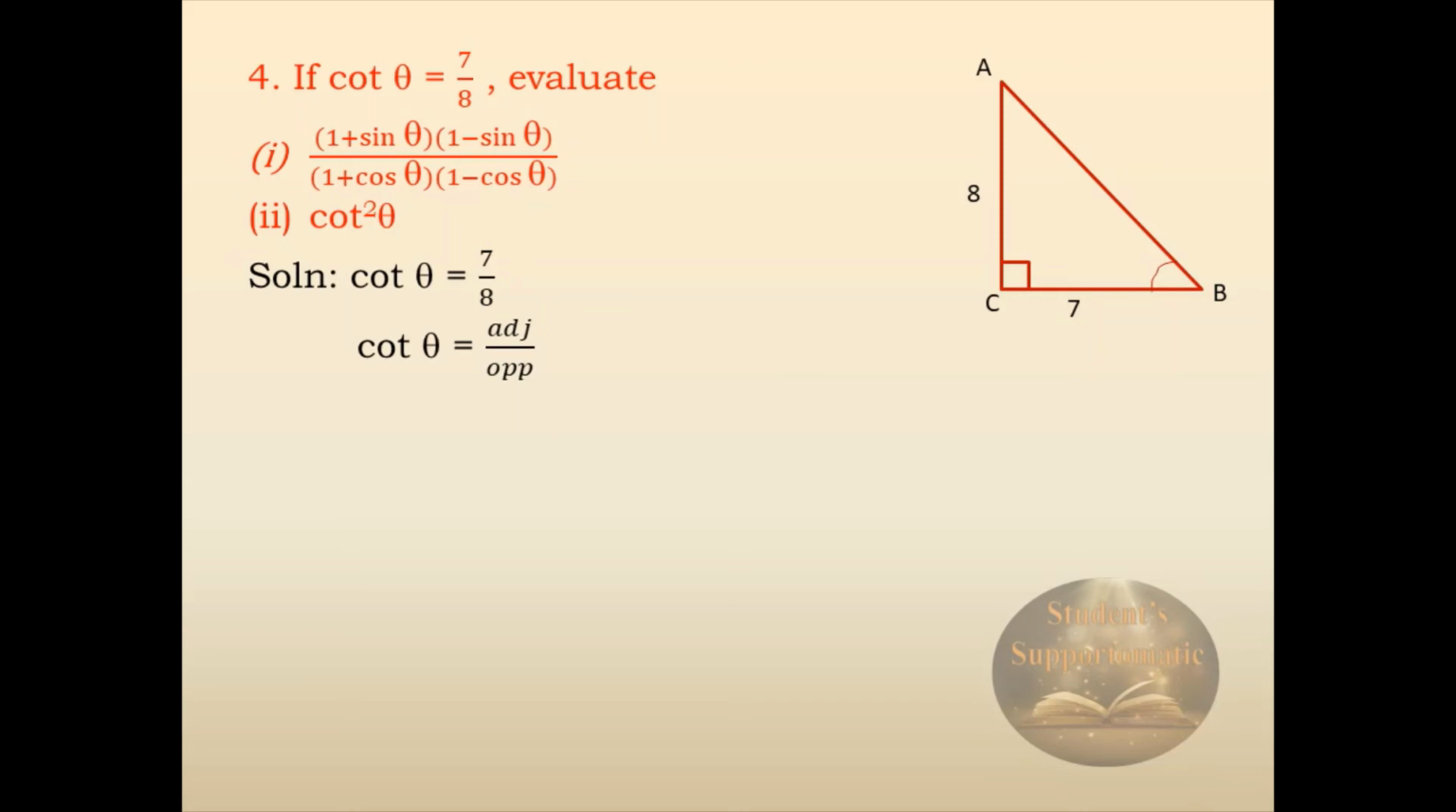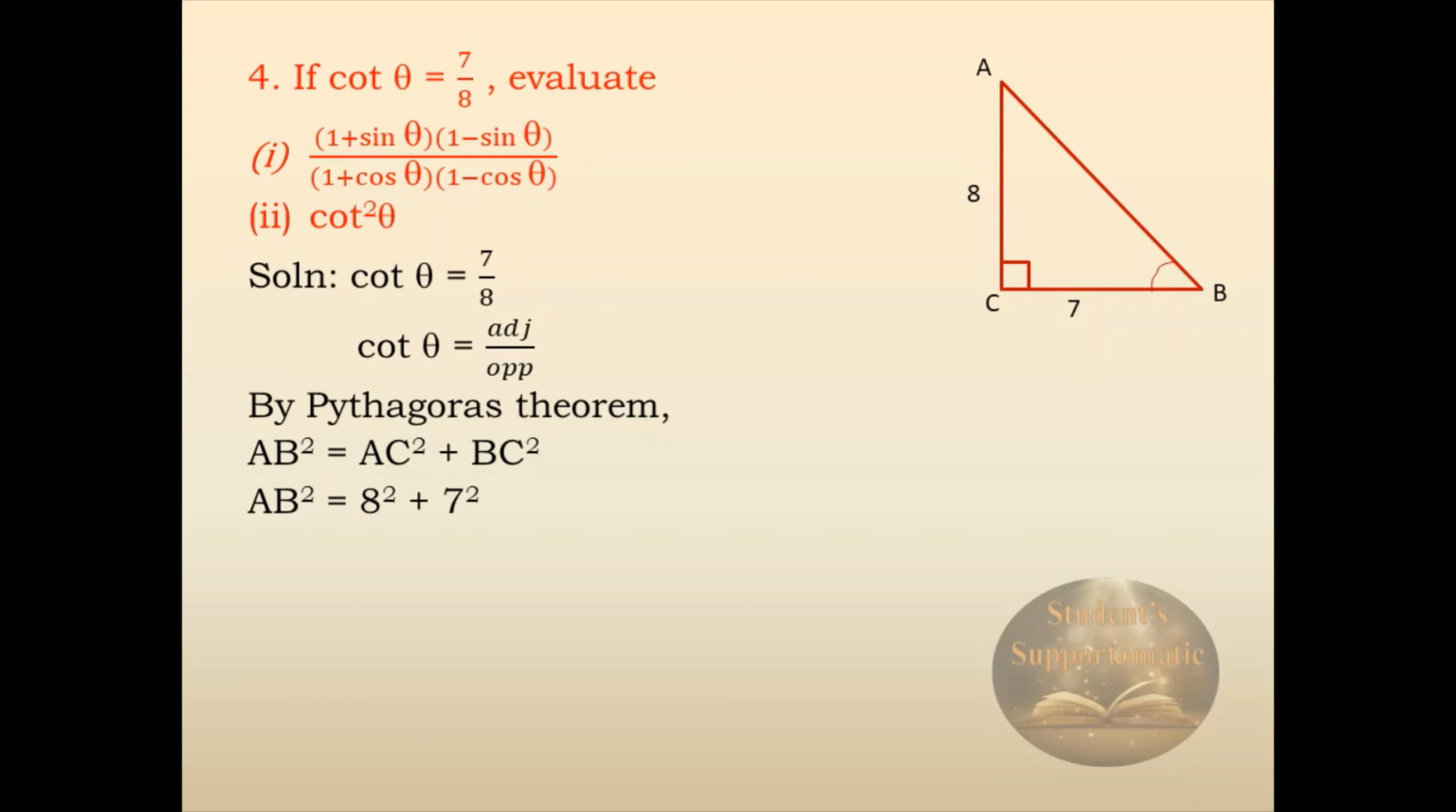Now we will calculate the hypotenuse value by using the Pythagoras theorem. AB square is equal to AC square plus BC square. AB square is equal to 8 square plus 7 square. 8 square is 64, 7 square is 49. So AB square is equal to 113. So AB is equal to square root of 113.